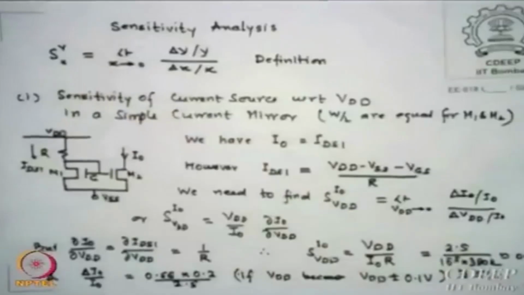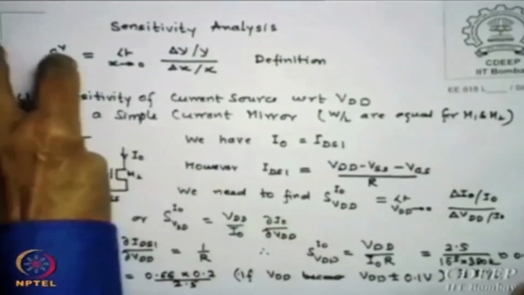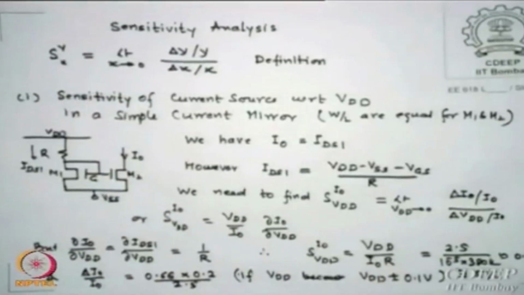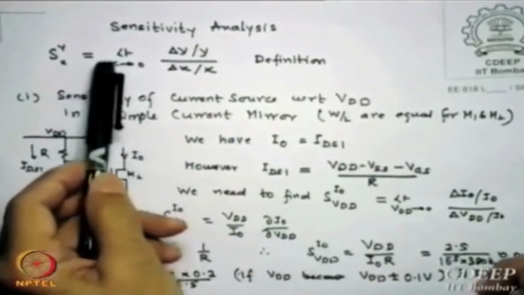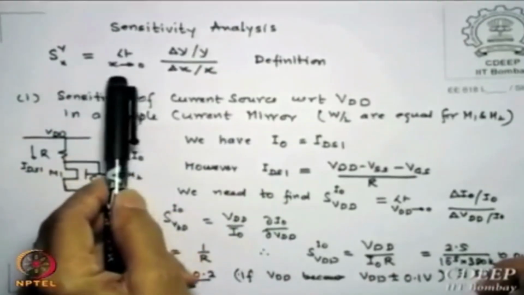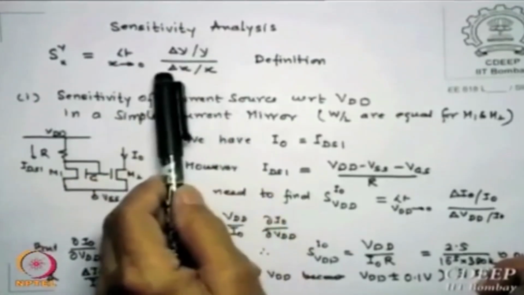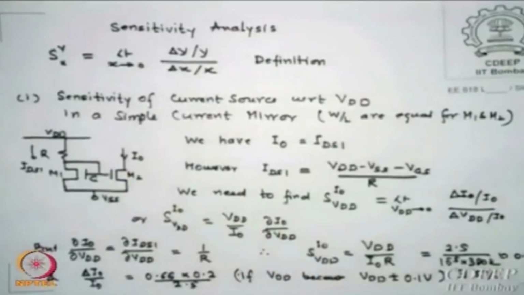What is sensitivity? Here is a definition of sensitivity. I want to find the variation of Y with reference to variation in X. I want to find the sensitivity of Y with reference to variation in X. So it is defined as the limit of delta X tending to 0 of (delta Y by Y) upon (delta X by X). This is the definition of sensitivity of Y.